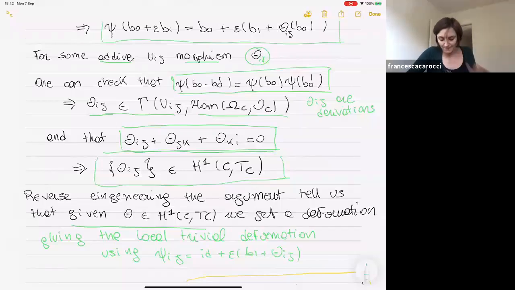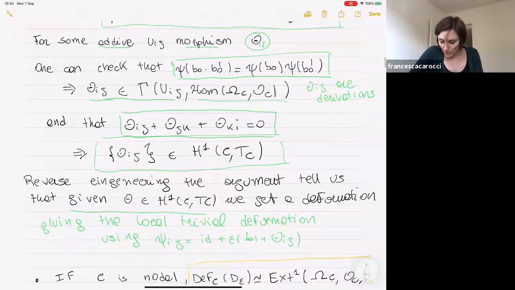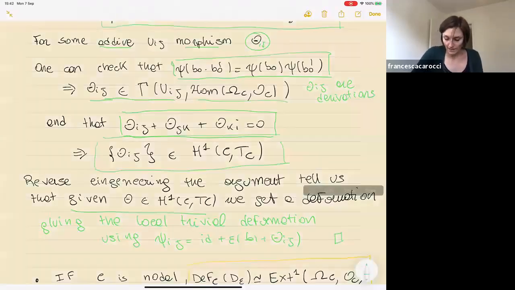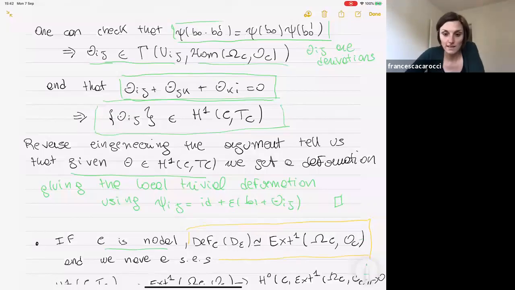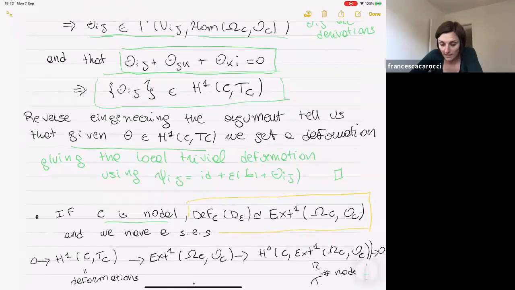Okay. So this was for smooth curves. What instead when C is nodal? Then in that case, the first order deformations are parameterized by the group of extensions of omega_C with O_C. And notice that when C is smooth, this vector space is nothing but the H1 of the tangent sheaf.